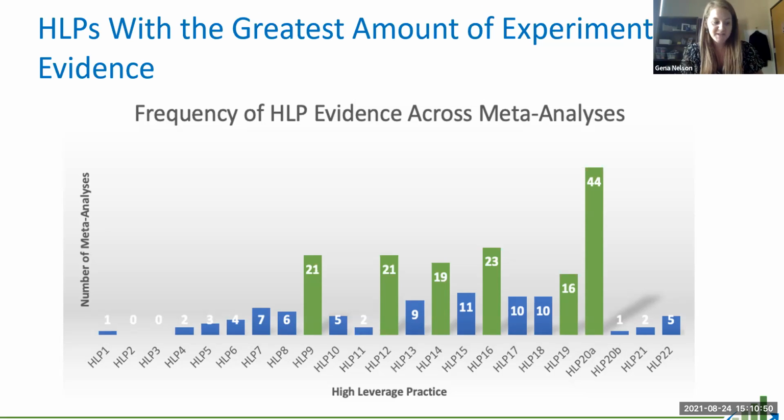Before I discuss some results, I want to make 2 important notes about our research study. First, it was a very large research study and resulting paper, and we're only able to share a small snippet of that research and information today during the webinar. And second, there are many different ways that researchers might investigate an evidence base or the degree to which the HLPs have been investigated in the literature base.